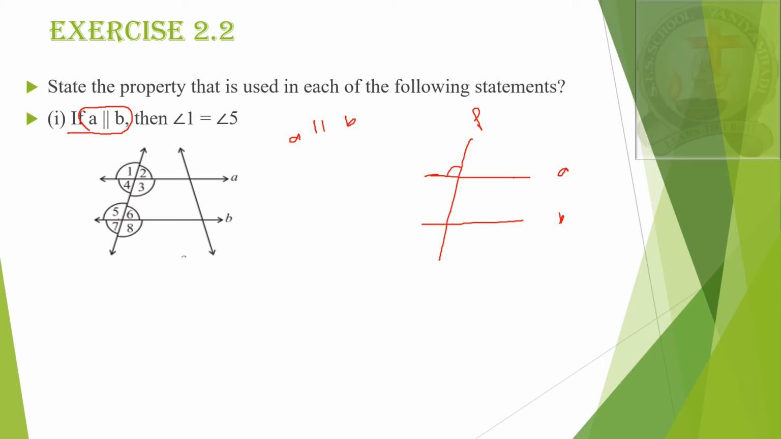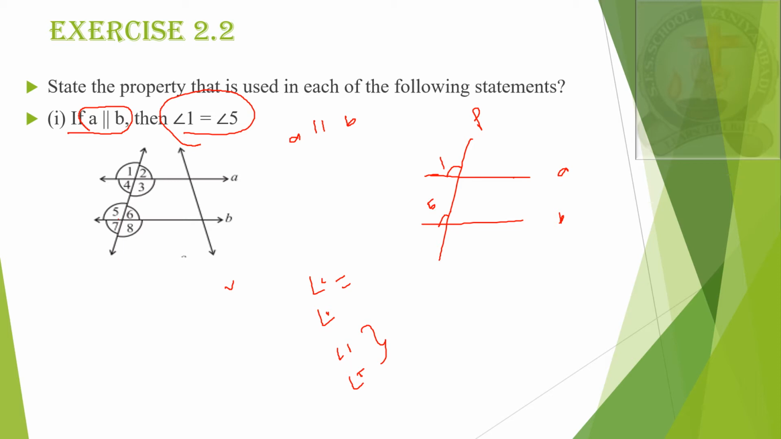This is angle 1 and this one is angle 5. Which property? It is given A is parallel to B, therefore angle 1 is equal to angle 5. By which property? That is the question here. Let us see. In corresponding angles, they should have different vertices. Yes, the vertex of angle 1 is different from the vertex of angle 5. Then angle 5 and angle 1 lie on the same side of the transversal line. Yes or no? Same side of the transversal line, and different vertices.